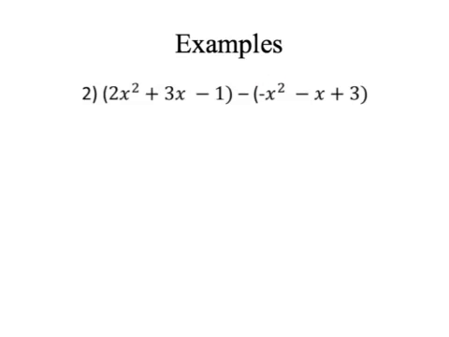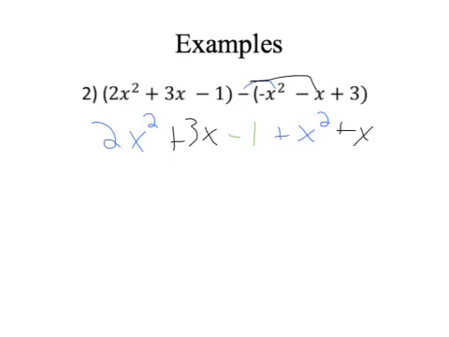So I'm going to color code again. I have my 2x squared. Always just drop the parentheses of your first polynomial. Alright, then we need to distribute. Negative 1 times negative x squared is positive x squared. Negative 1 times negative x gives you positive x. And then negative 1 times 3 is negative 3.